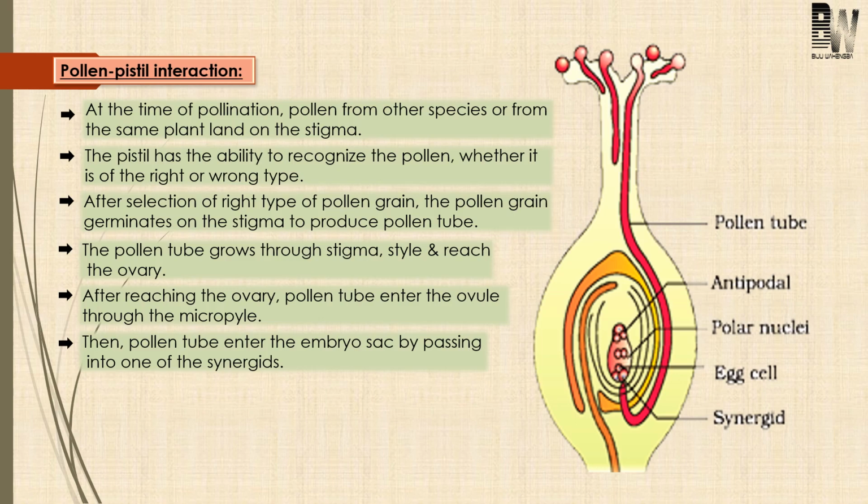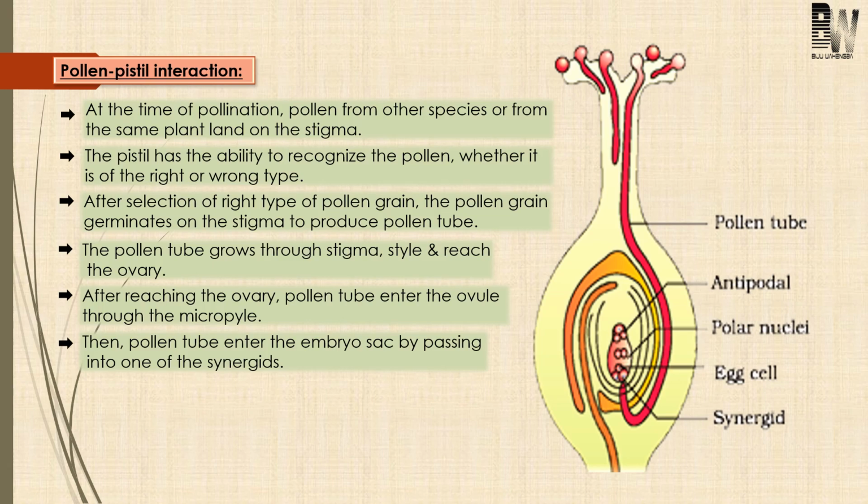And if the pollen grain is of the right type, then this stigma or pistil will select the pollen grain and allow it to germinate on the stigma. But if the pollen grain is of the wrong type, then the stigma will reject the pollen. How? By preventing pollen germination. And the pollen grain and this stigma communicate through chemical components that they release.